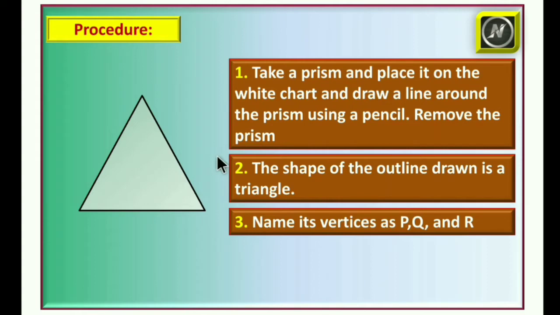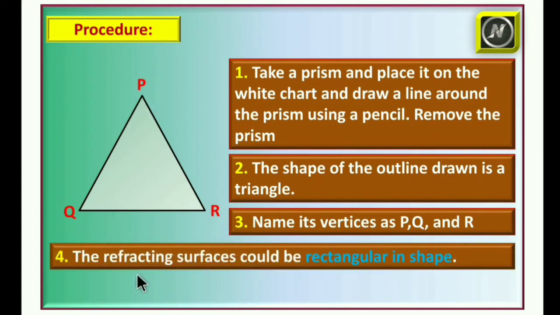Name its vertices as P, Q, R. The outline drawn is a triangle, but the refracting surfaces could be rectangular in shape. Actually, refraction takes place here. That means this end is rectangular in shape.